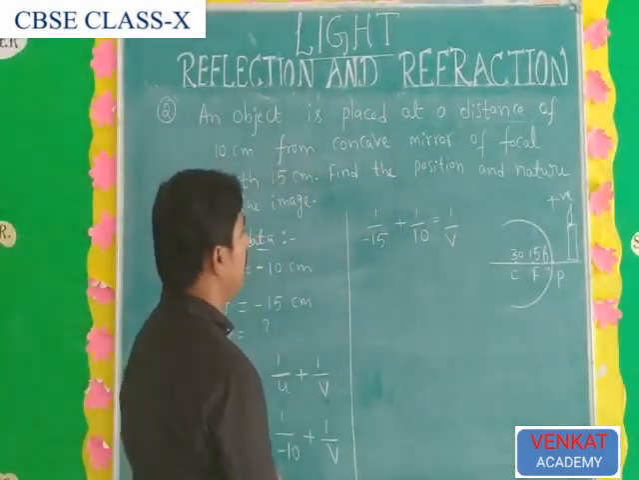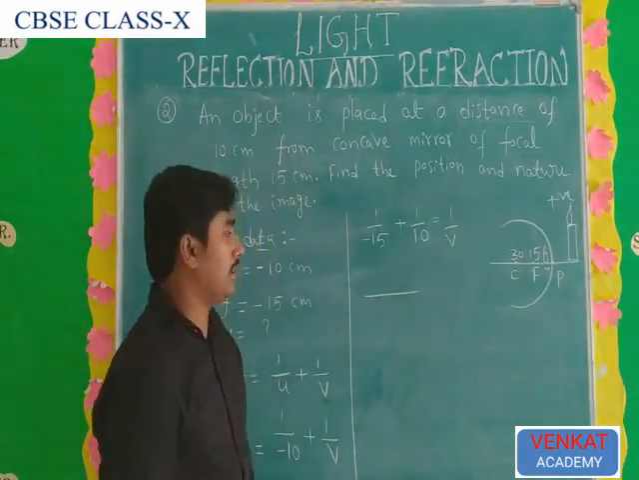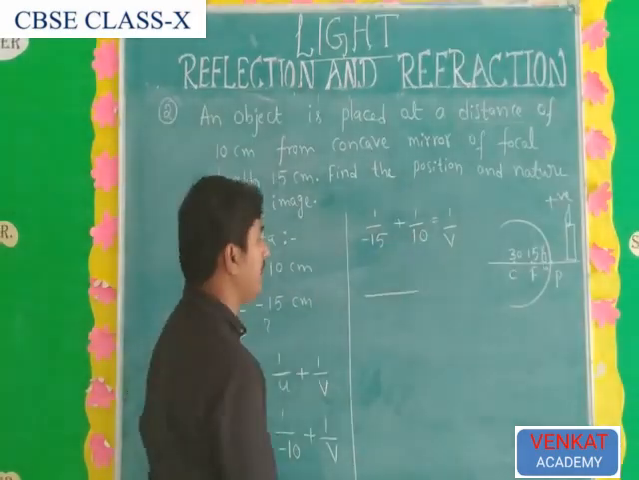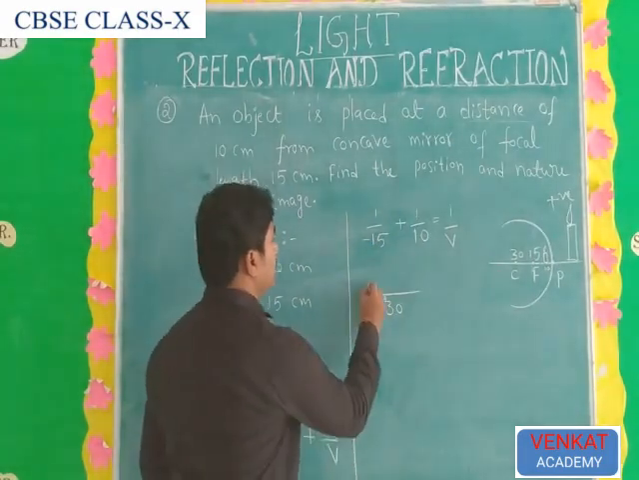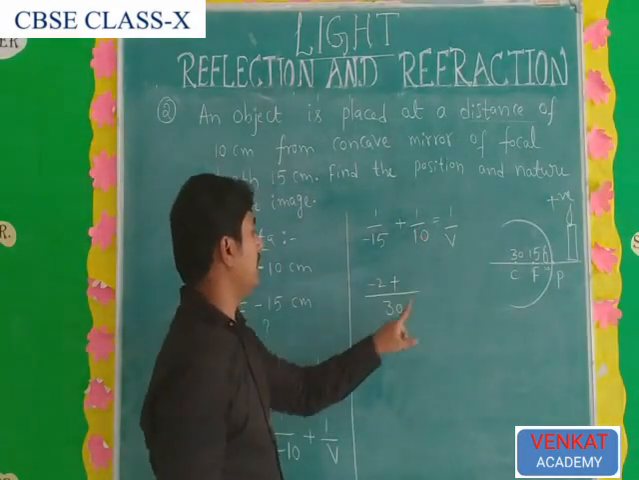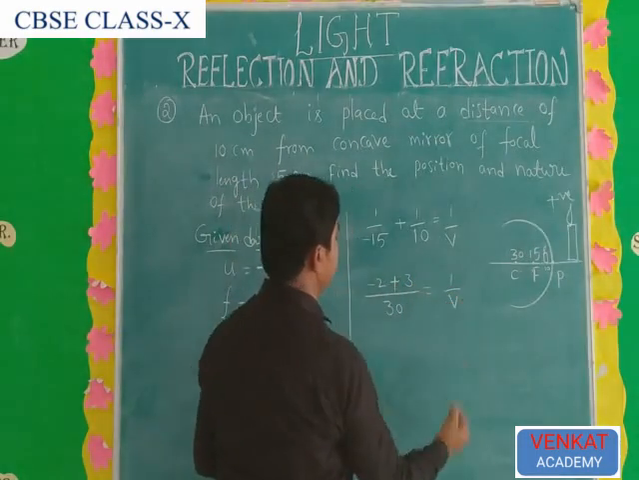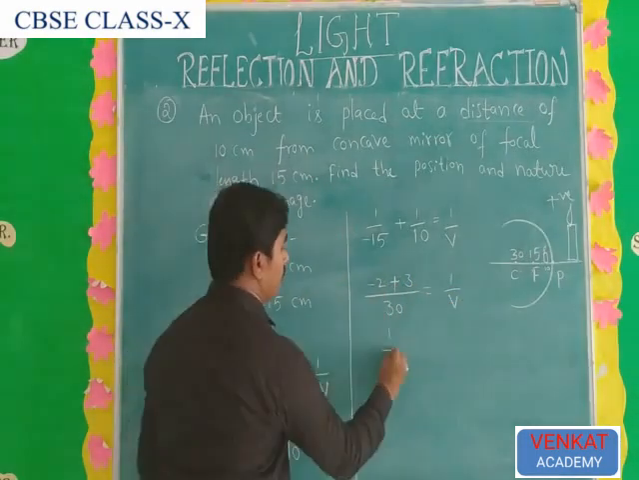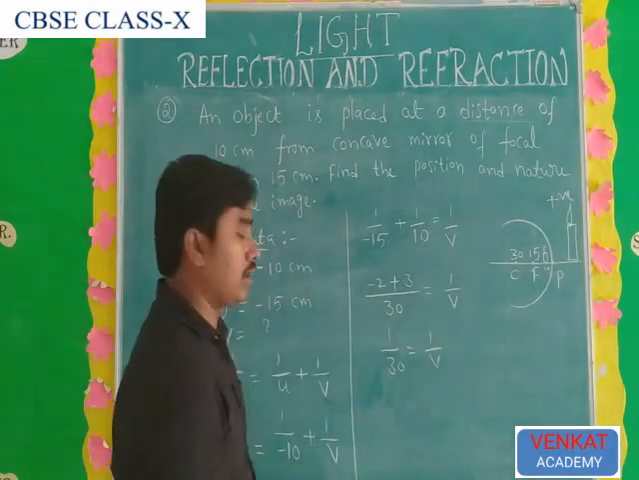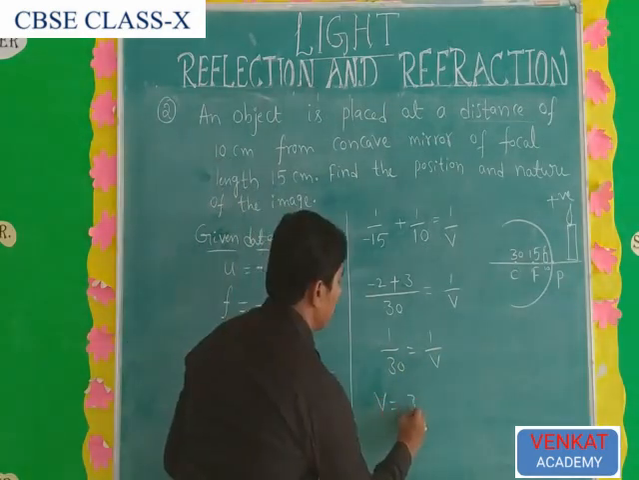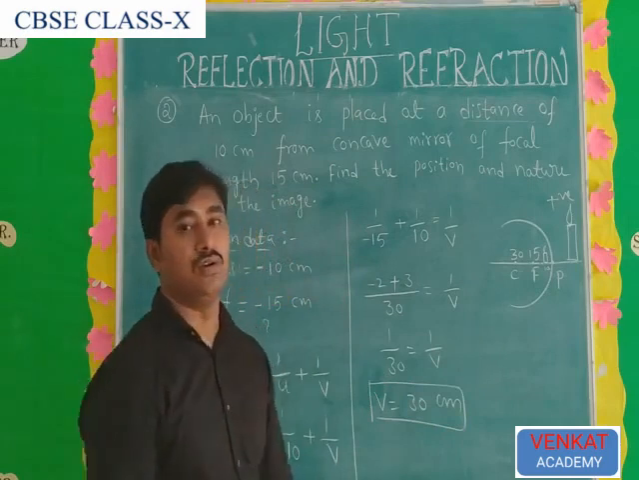Okay, let's come to the problem. Now take the LCM. What is the LCM of 15 and 10? It is 30. So minus 2 plus 3 is equal to 1 by v. 3 minus 2, how much? 1. So 1 by 30 is equal to 1 by v. Take the reciprocal: v is equal to 30 centimeter.